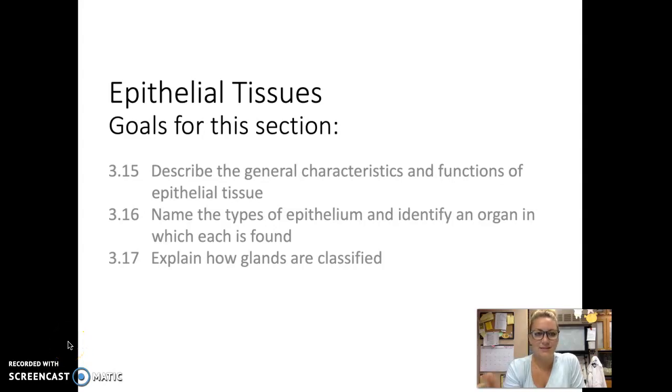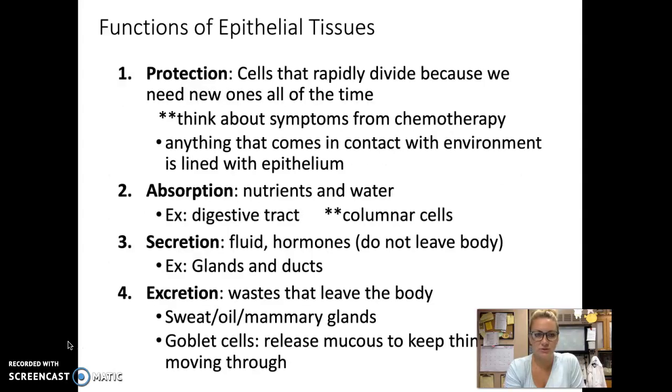Hey, so we are continuing on with the Unit 3 tissues, looking at epithelial tissues today. So what are the major functions of any epithelial tissue? It could be for protection. Generally, these are going to be cells that rapidly divide, like your skin, your hair, your nails, your stomach lining.